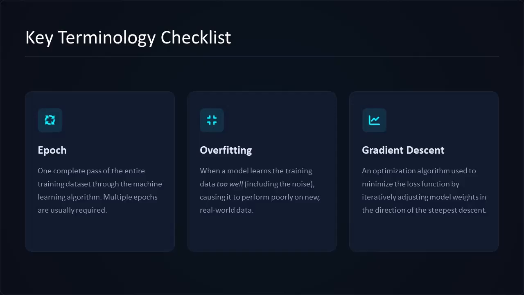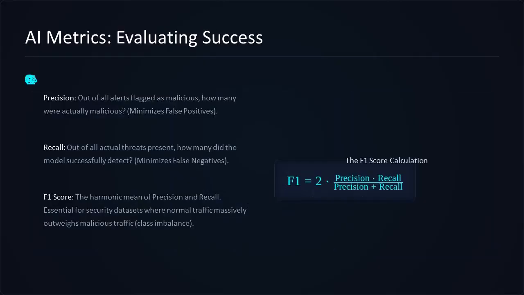Key terminology checklist. The F1 score calculation. Precision. Out of all alerts flagged as malicious, how many were actually malicious? Minimizes false positives. Recall. Out of all actual threats present, how many did the model successfully detect? Minimizes false negatives. F1 score, the harmonic mean of precision and recall. Essential for security datasets where normal traffic massively outweighs malicious traffic, class imbalance. AI metrics evaluating success.